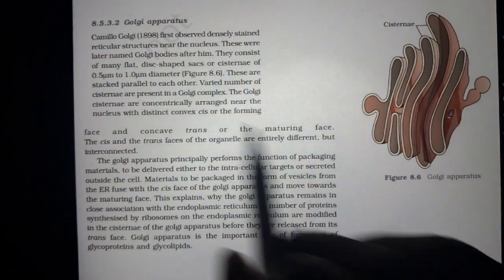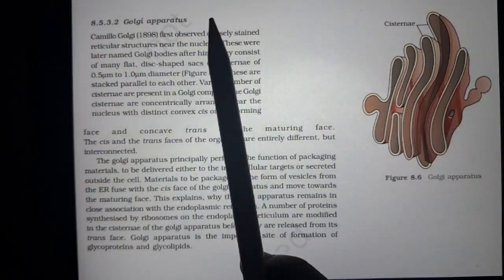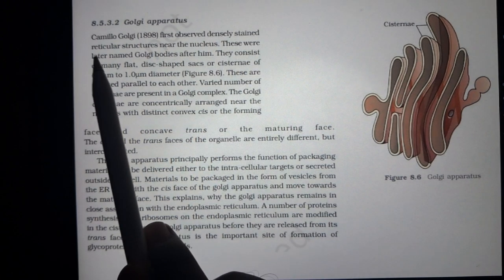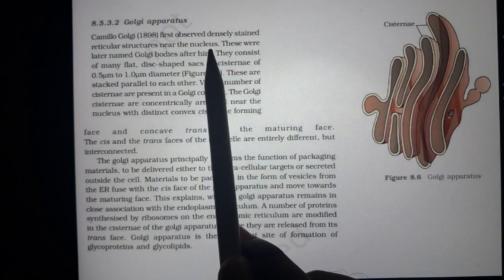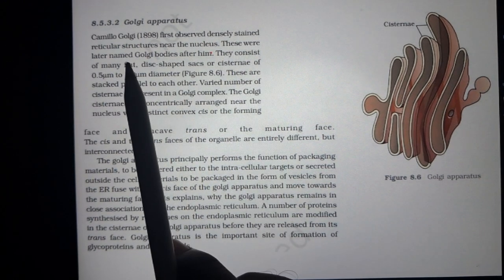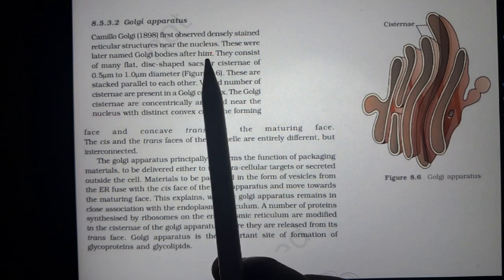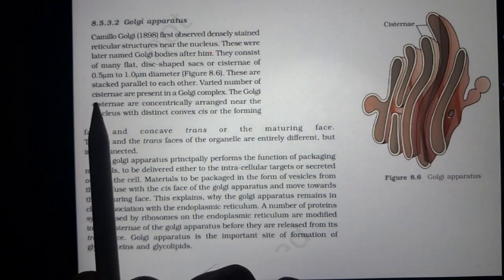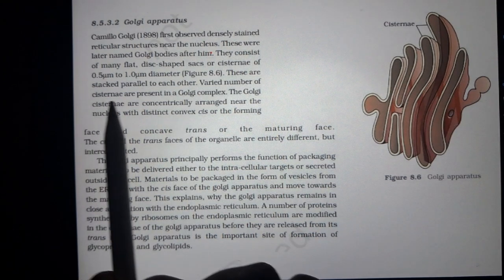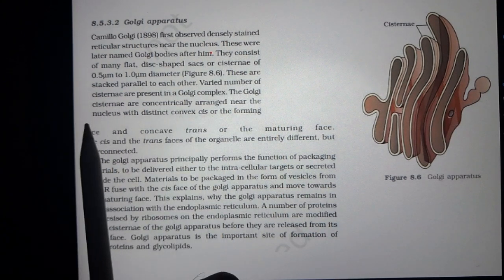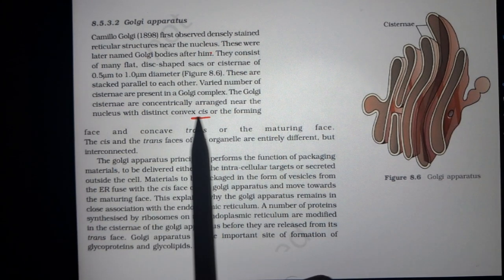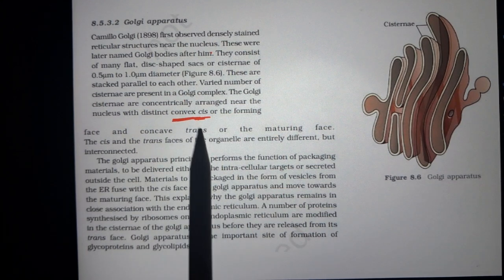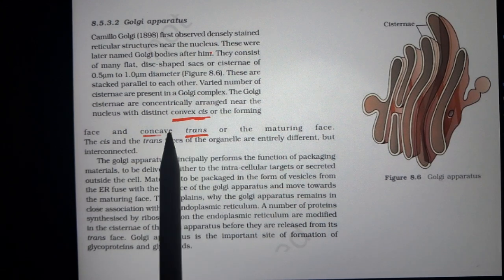You can see here Golgi apparatus discovered by Camillo Golgi. These are densely stained reticular structures near the nucleus, later named Golgi bodies after him. You can see here varied number of cisternae arranged near the nucleus, distinctively known as cis and trans. Cis is convex and trans is concave.